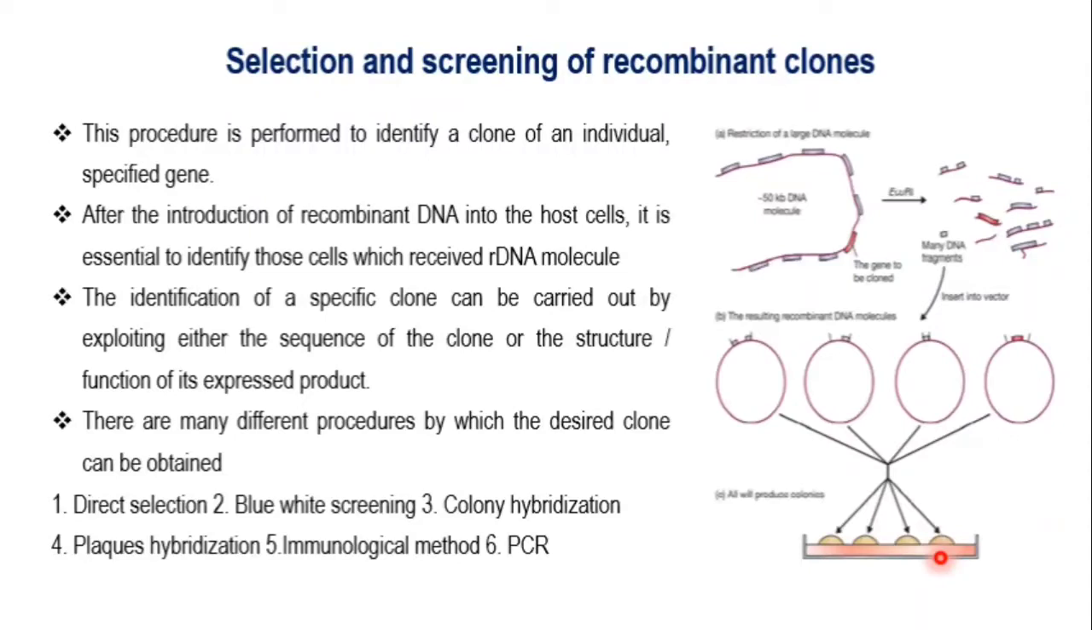There are different procedures used to identify the desired clones. The first method is direct selection, the second is blue-white screening, the third is colony hybridization, the fourth is plaque hybridization, the fifth is the immunological method, and the sixth is PCR. Next we can see the individual methods separately.